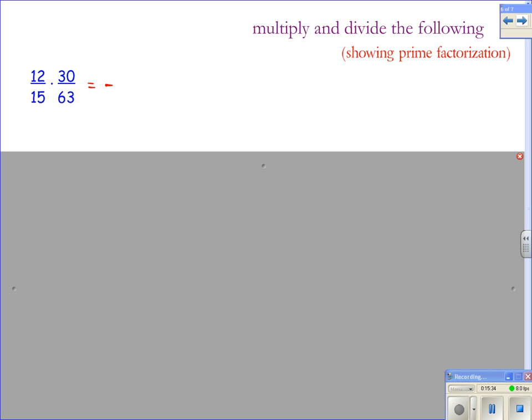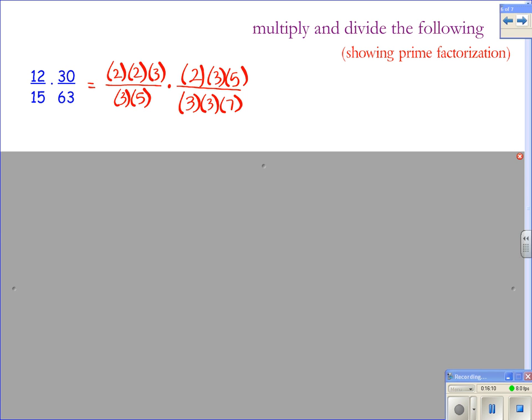Now we want to do both the top and the bottom. So we do have to simplify for this one. Yep, these ones are going to be simplified when we're done. Prime factorization. I'm asking whether we're simplifying or not. What about 30? 2, 3, 5, and 63. 3, 3, 7.